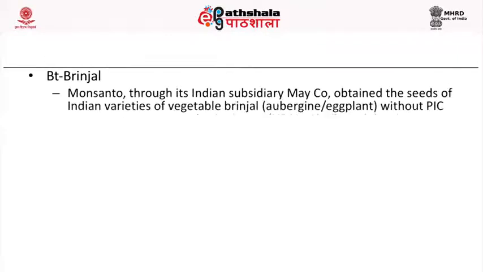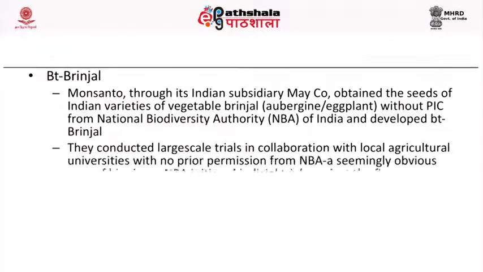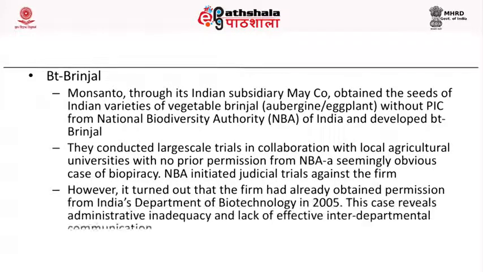Yet another interesting story is about BT brinjal. BT brinjal is a genetically modified organism. It's a brinjal plant that includes the Bacillus thuringiensis gene, which imparts resistance to insects. Monsanto, an American company, through its Indian subsidiary Mahyco, obtained seeds of Indian varieties of the vegetable brinjal, aubergine or eggplant, without any prior informed consent from the National Biodiversity Authority of India, NBA. Normally companies using biodiversity in India need to get prior informed consent from NBA, but Monsanto never got any consent from it.